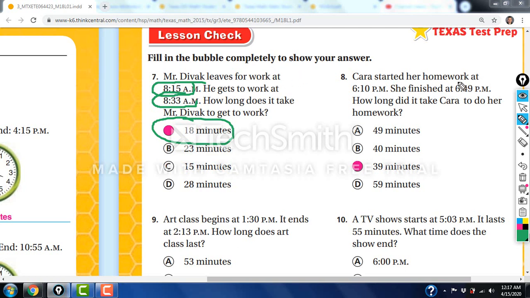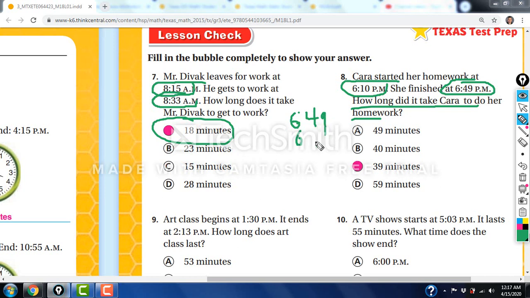That's easy. Kara started her homework at 6:10. That's the start time. She finished at 6:49. How long did it take Kara to do her homework? Again, you subtract 6:10 from 6:49.